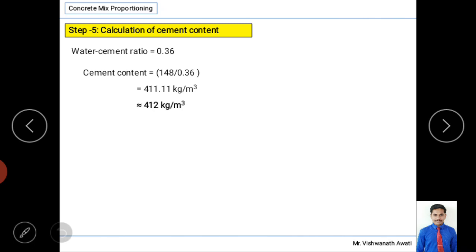So how did we get 148? From the calculation of step 4. From step 4 we got 148 as the water content, and then divided by 0.36, because it is a water cement ratio. Then if you calculate from this, we will get the required cement content as 412 kg per meter cube.